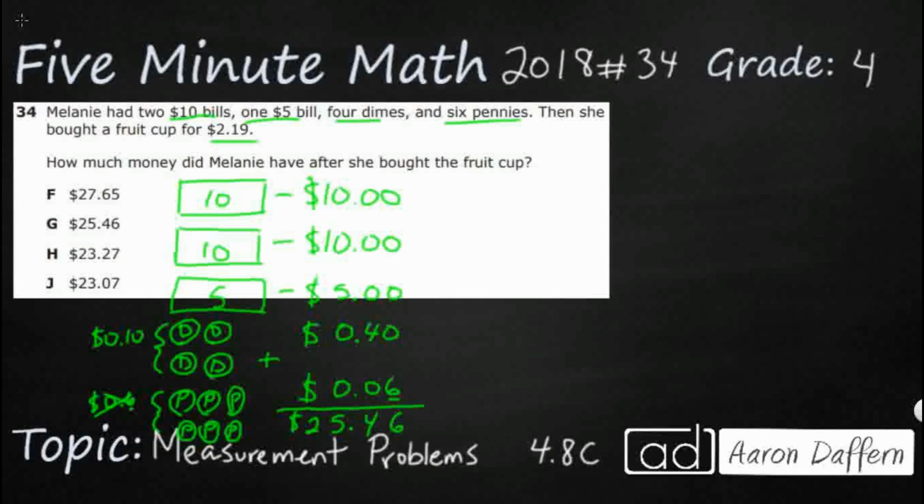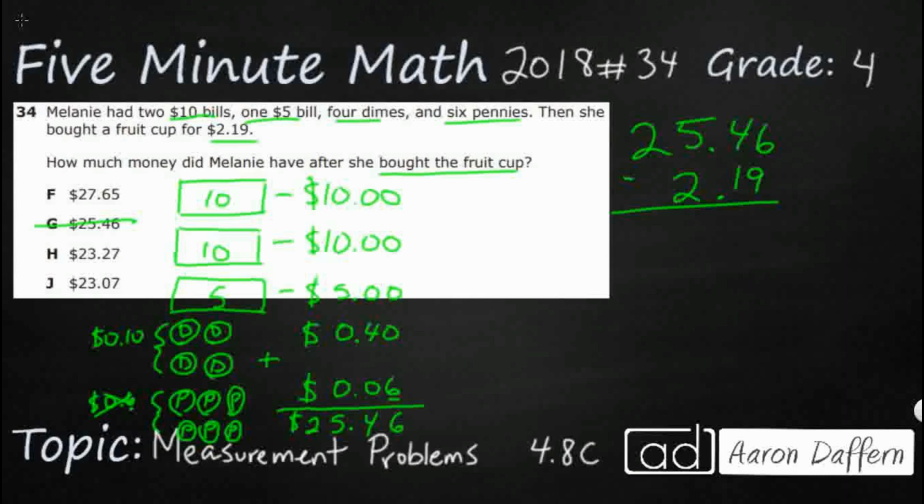So this is how much she has, $25.46, which is an answer, which we're not going to choose. But of course they're going to put that as an incorrect answer because after all this work, you're like, finally, she has $25.46. That's not the question. The question is, how much money does she have left after she buys the fruit cup for $2.19? So now we need to line up our decimals. It is simple subtraction after that.